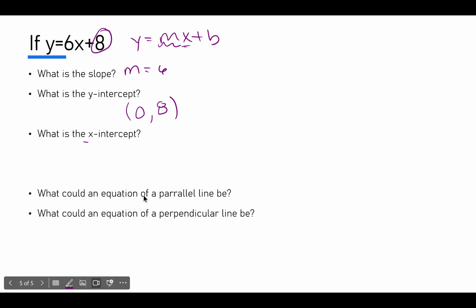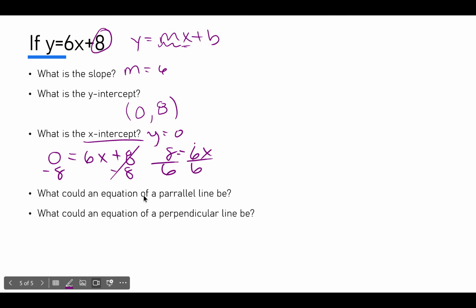If you want to find an x-intercept, then y equals 0. So if I set y equal to 0 and solve for x, I would get x alone by moving the 8 over. So 8 equals 6x, and then divide both sides by 6. Now, 8 over 6, I'll keep it as a fraction, but it does reduce to 4 over 3. So your x-intercept is (4/3, 0).